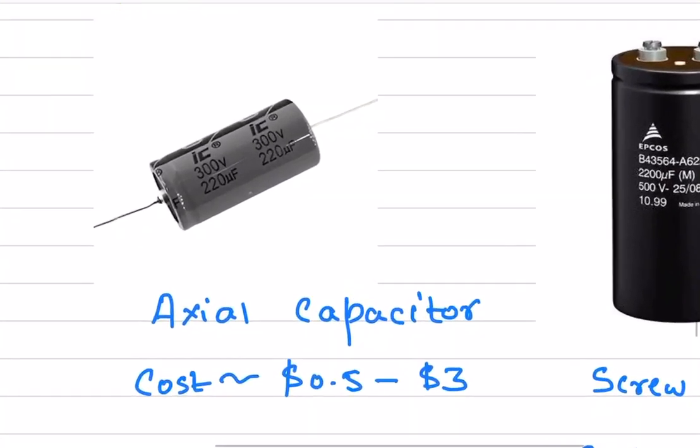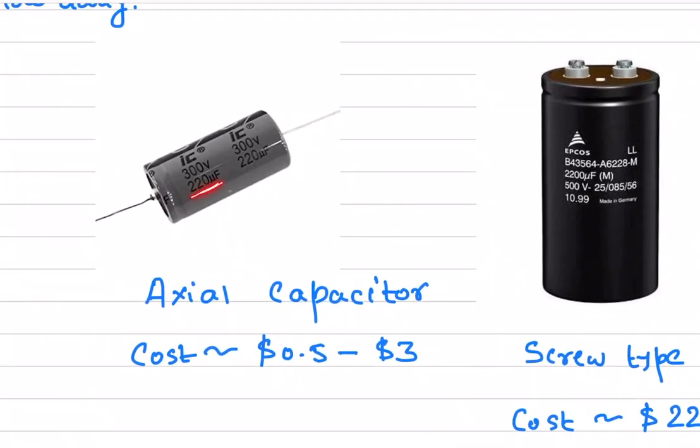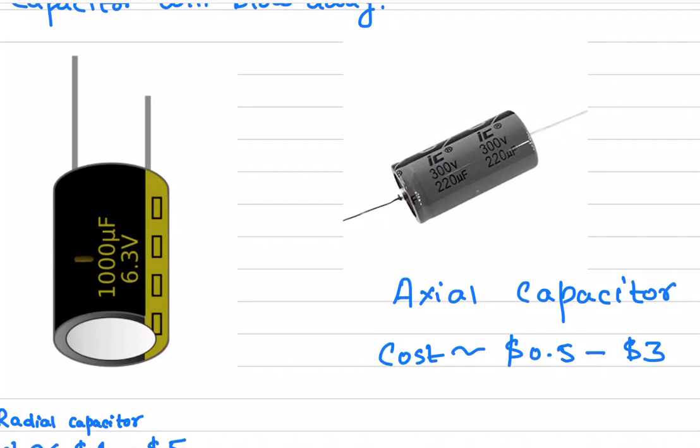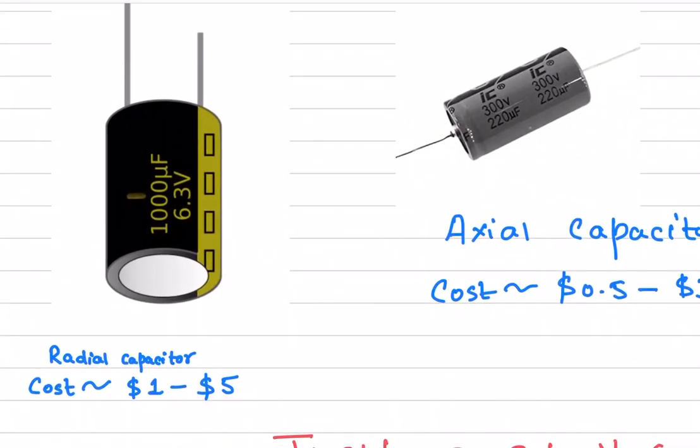Now just take a look at this capacitor. This is a 220 microfarad capacitor. So the screw type capacitor is about 10 times more than the axial capacitor. This is just one example. You'll see a variety of capacitors. And if you look at the radial capacitor, this one has 5 times greater capacitance than the axial capacitor, but the working voltage is only 6.3 volts.